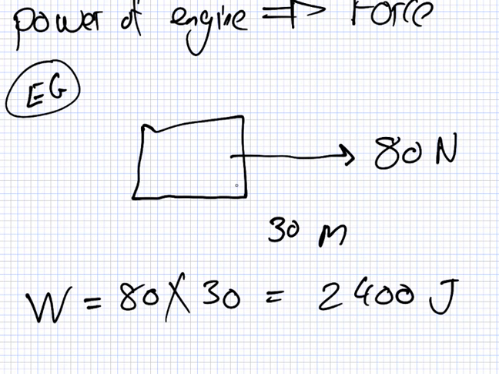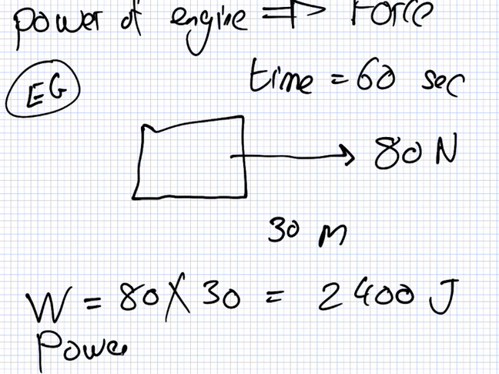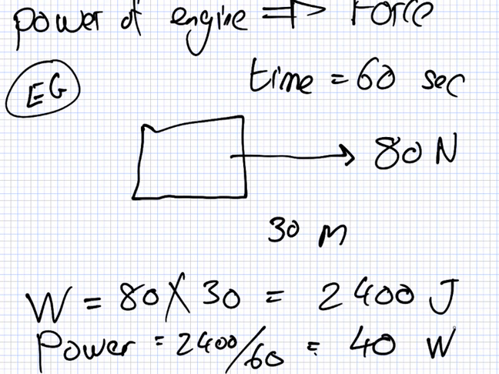Now, let's say the time to do this took 1 minute. What's the power? The power is the work divided by the time. So that is 2,400 divided by 60. What's that, please? 40 watts.